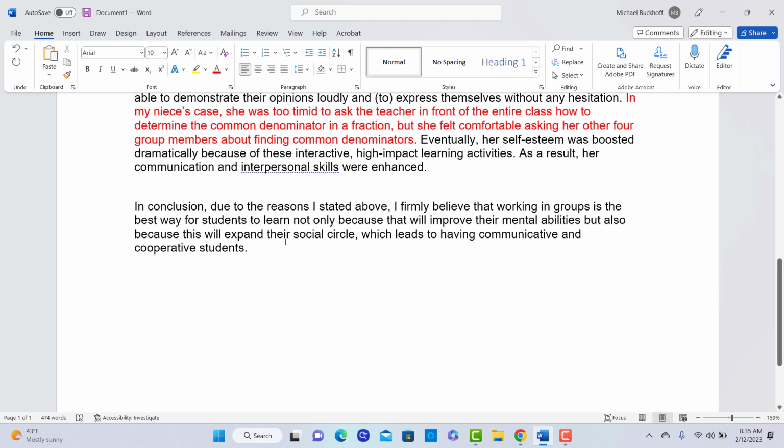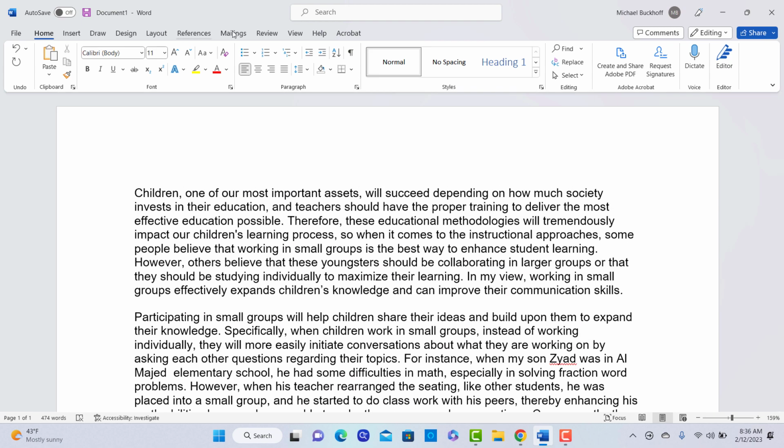Then we have our conclusion. In conclusion, due to the reasons I stated above, I firmly believe that working in groups is the best way for students to learn, not only because that will improve their mental abilities, but also because this will expand their social circle, which leads to having communicative and cooperative students. Okay, so let's take a look at the grammar one more time.